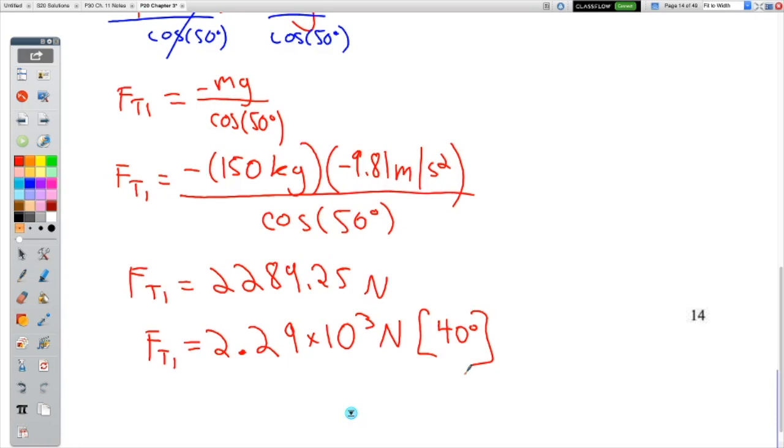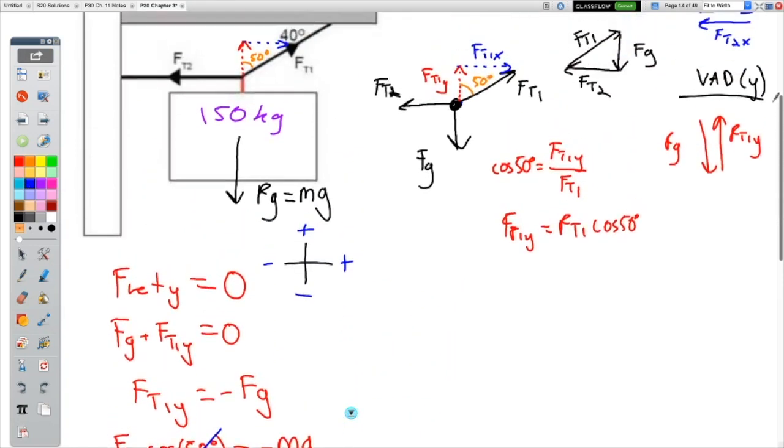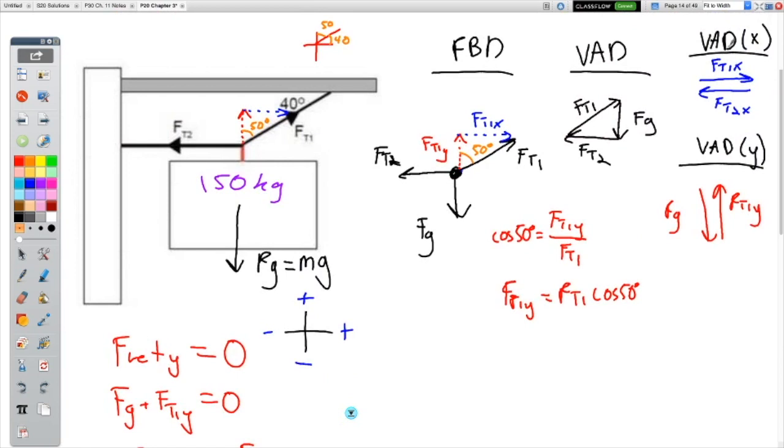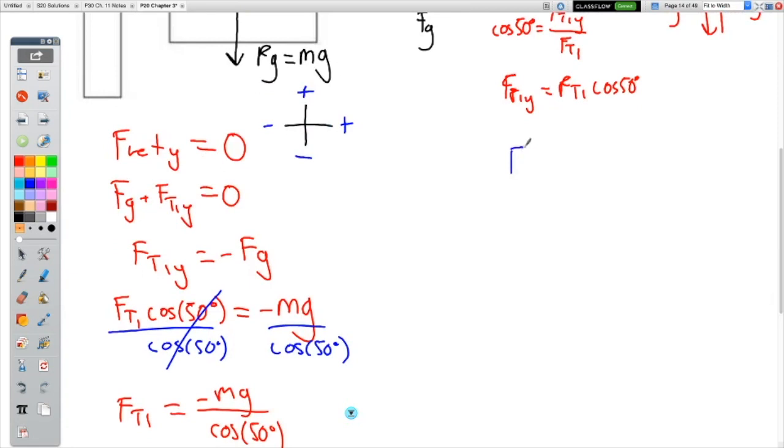Okay, what about Ft2? Now, since we know Ft1, we use that to figure out Ft2. Let's look at our VADs in the X, right? This is kind of what I mean. This is a visual representation of a mathematical equation, I guess, right? They must be equal and opposite. Otherwise, there would be a net force in the x-axis. And so realistically, you could jump straight to what I just said, that Ft2 equals negative Ft1x, but let's just start here just in case.